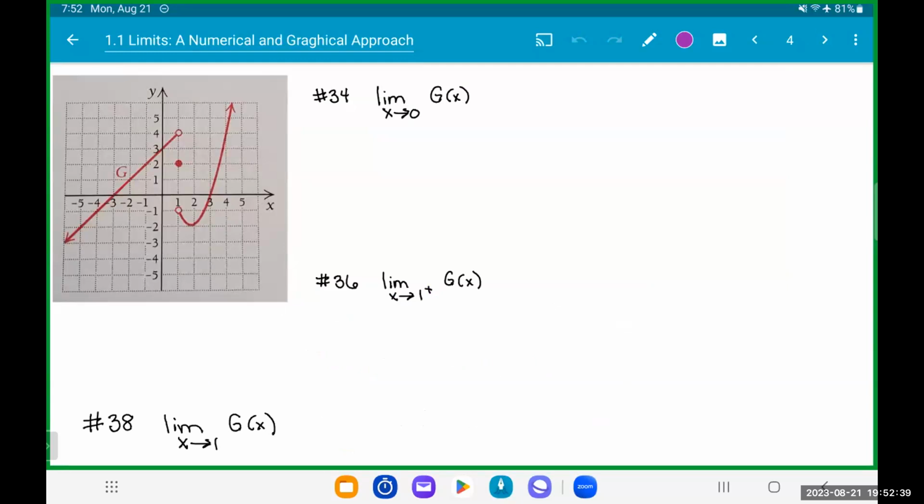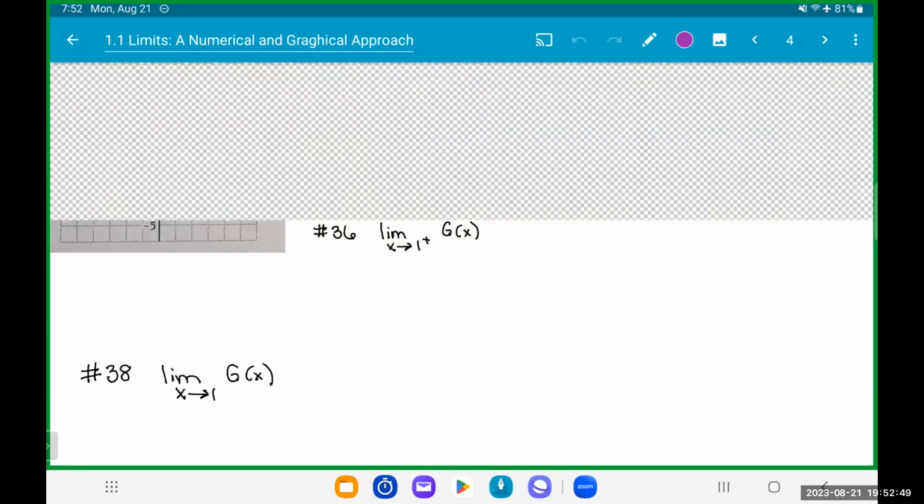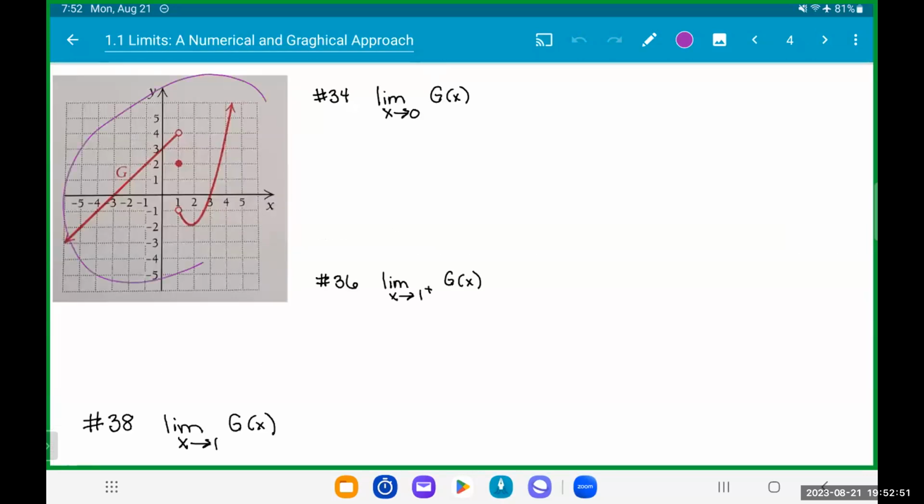So first we want to look at determining limits graphically. That's what these kinds of problems are. Problems 34, 36, and 38 in our textbook are all going to be looking at this graph to help determine what the limit is.